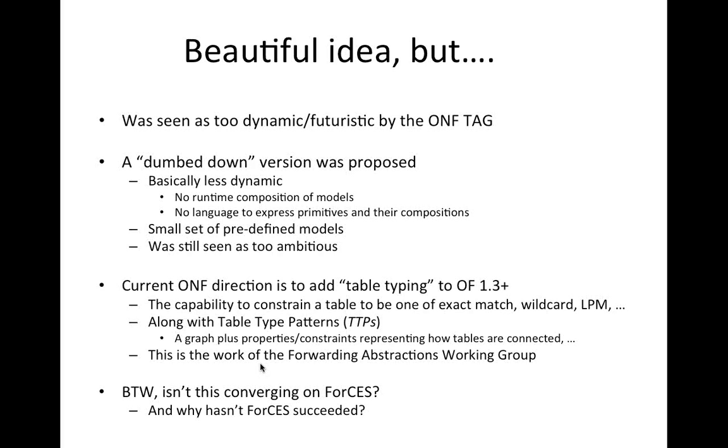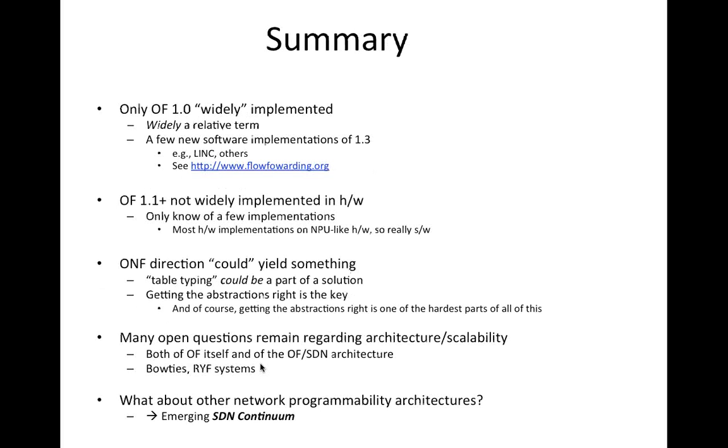So right now, in order to attack this, the current ONF direction is to add what they're calling table typing to OpenFlow version 1.3 or later. And there's a working group called the Forwarding Abstractions Working Group that's working on this. But this is all converging on something called ForCES that's in the IETF. So you kind of have to ask yourself, why isn't this ForCES and why hasn't ForCES succeeded? Those are open questions. So it was a great idea, but wasn't really executed against.